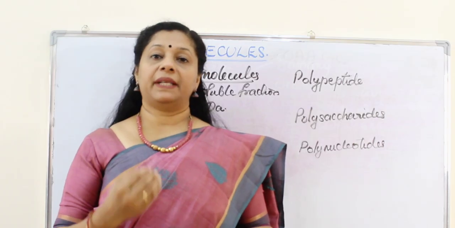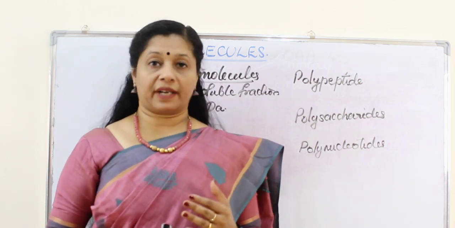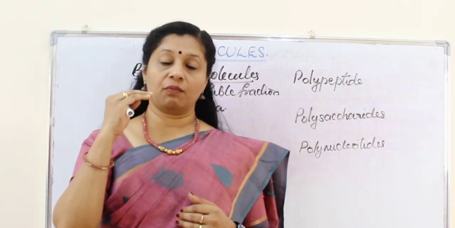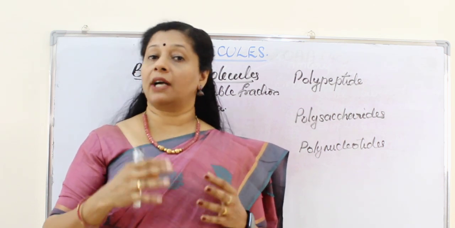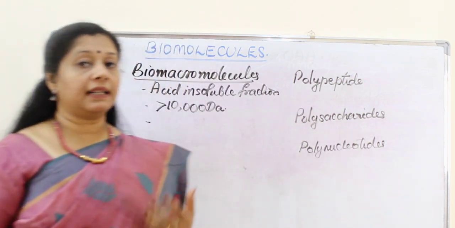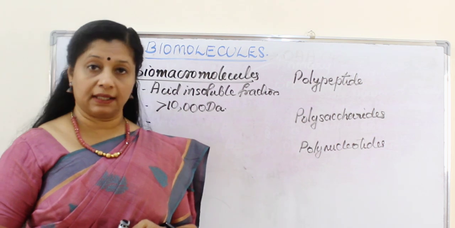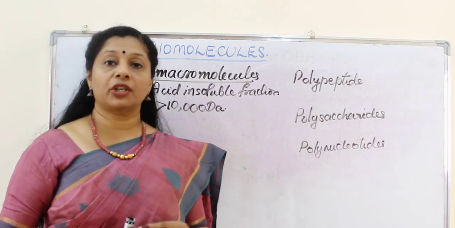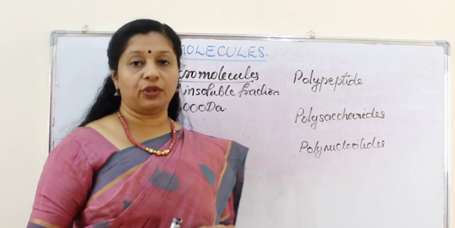At the beginning of this chapter, we discussed the analysis method of biomolecules. We got two fractions. One was the biomicromolecule that is present in the acid soluble pool, whereas biomacromolecules were in the acid insoluble pool. So why are they in the acid insoluble pool? Because their molecular weight is more than 10,000 daltons. So which are the main molecules coming in that? These are polypeptides, polysaccharides and polynucleotides.